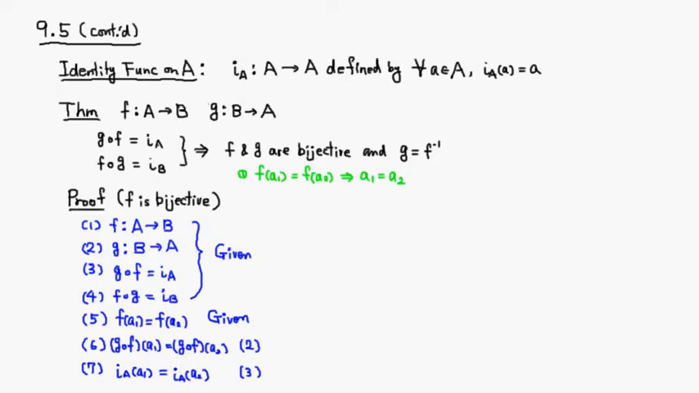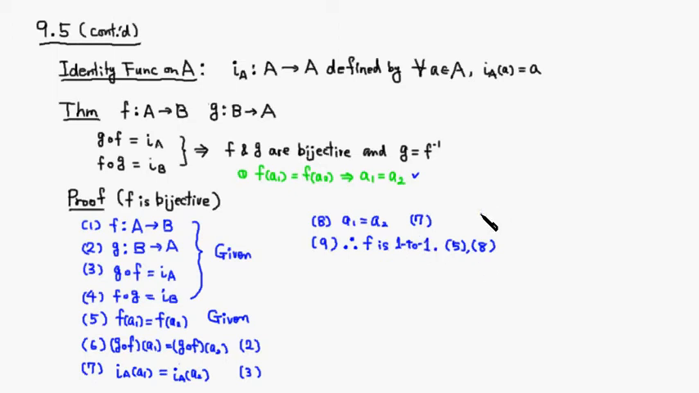Line 8. Since the identity function doesn't really change anything, the left-hand side is going to be a1, equal to the right-hand side, which is just a2. Which is exactly what we wanted. Then we can conclude that f is one-to-one, using line 5: f of a1 equals f of a2 implies a1 equals a2. So f is one-to-one.